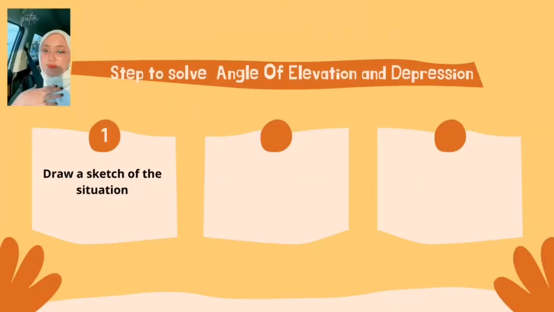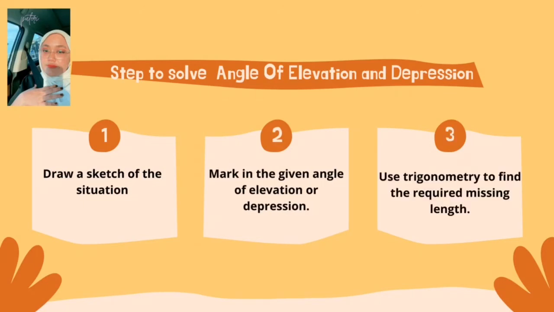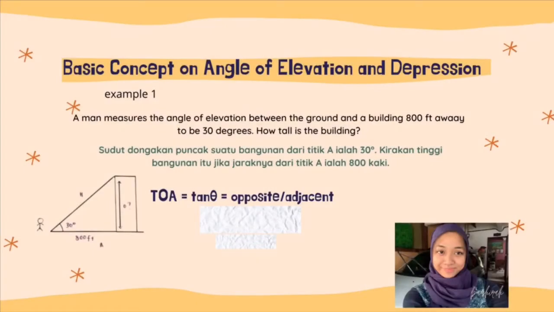There are 3 easy steps to solve questions involving angle of elevation and depression. First, you need to draw a sketch of the situation. Then mark in the given angle of elevation or depression. For the last step, use trigonometry to find the required missing line. Basic concept on angle of elevation and depression.